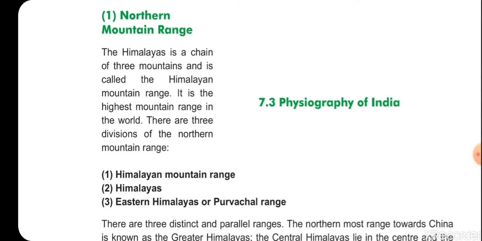The Himalayas is the chain of mountains and is called the Himalayan mountain range. It is the highest mountain range in the world. There are 3 divisions of the northern mountain range. So Himalaya is a chain of mountains and it is called the Himalayan mountain range, and it is the highest mountain range in the world, and it has been divided into 3 mountain ranges.